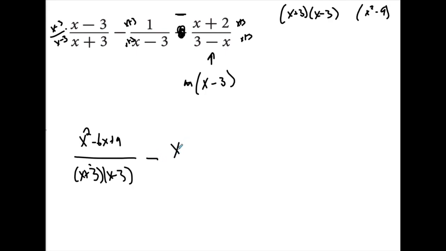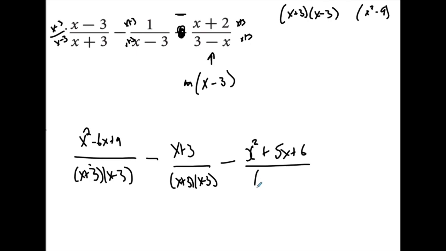Okay, here I've got x plus 3. And here I've got x squared plus 5x plus 6 over x minus 3, x plus 3.